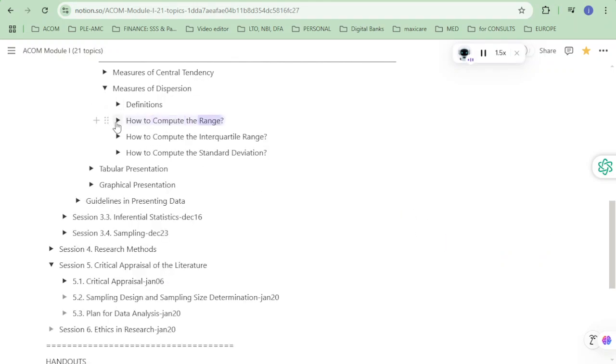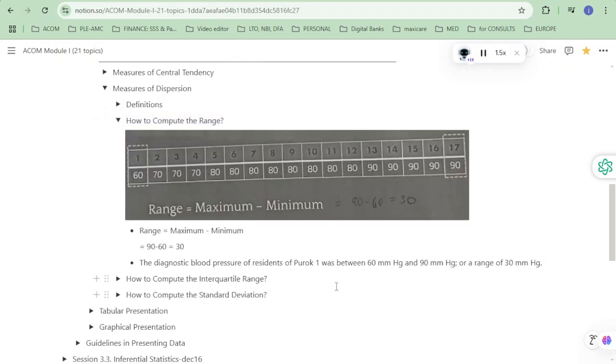How to compute the range. Range equals maximum minus minimum, equals 90 minus 60, equals 30. The diastolic blood pressure of residents of Purik 1 was between 60 mmHg and 90 mmHg, or a range of 30 mmHg.